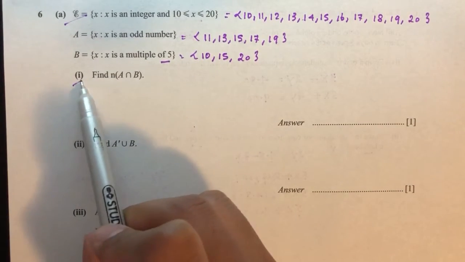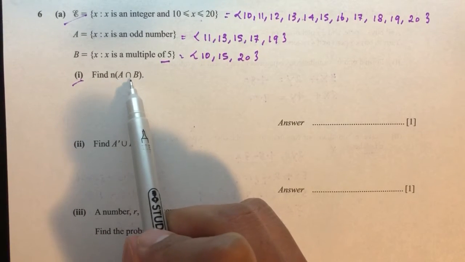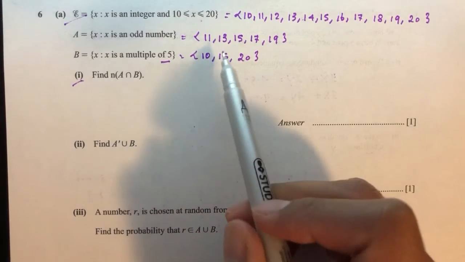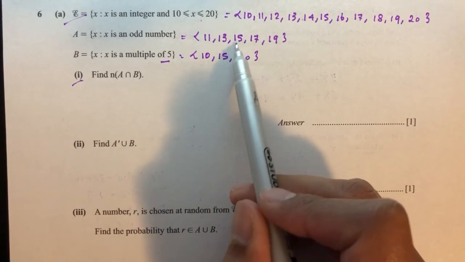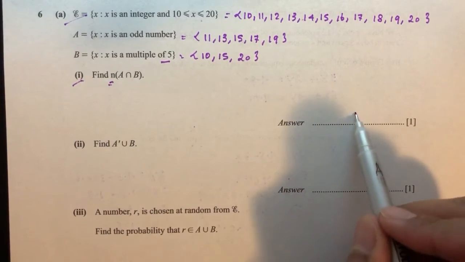Now, part 1, find the number of A intersection B. So what is both in A and B? There's only one match, which is 15. So the number will be 1.